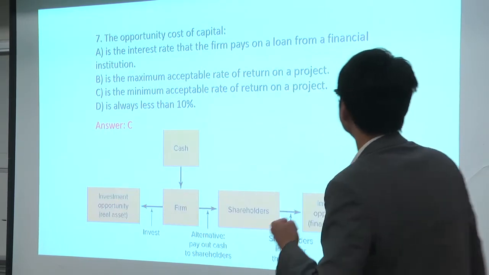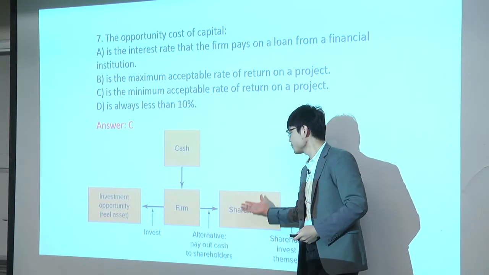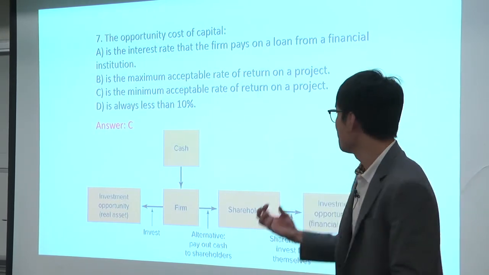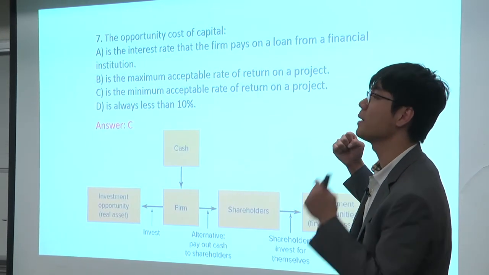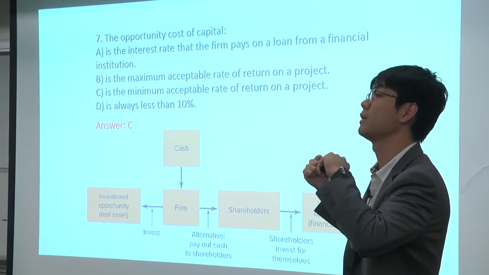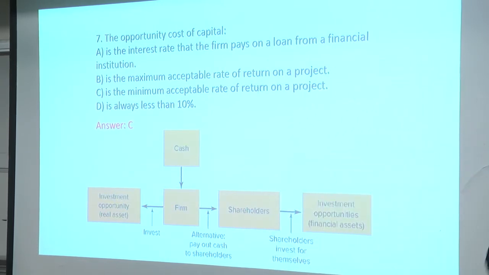So the return that shareholders can earn on their investments themselves is the opportunity cost of their capital. If they can get 10%, the firm has to do better than 10% to keep the money and invest. Otherwise, your shareholders wouldn't even agree for you to use the money to invest.